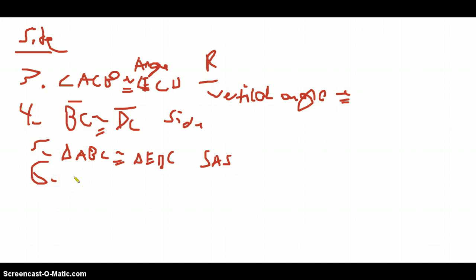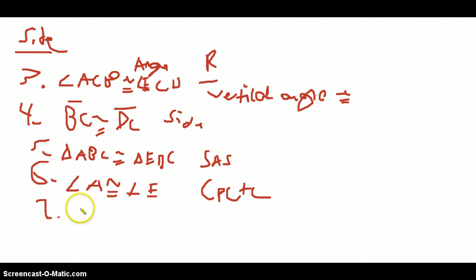And basically CPCTC. Corresponding parts of congruent triangles are congruent, right? So angle A is congruent to angle E. And we just say CPCTC. And then 7. Now this is the final statement.